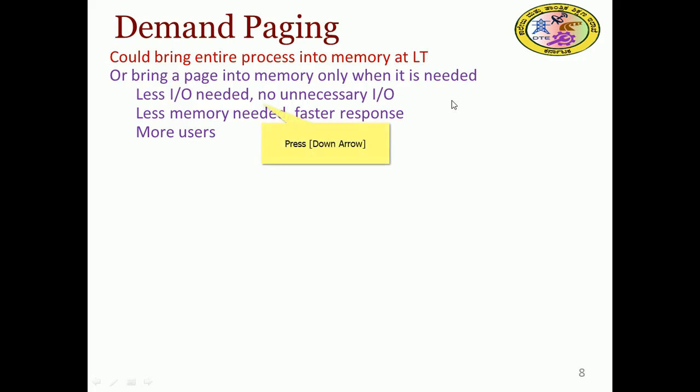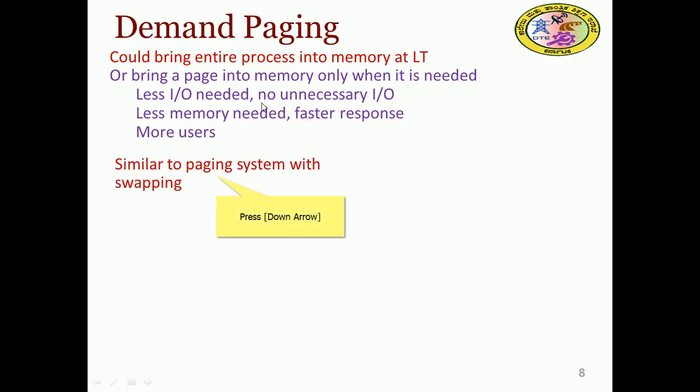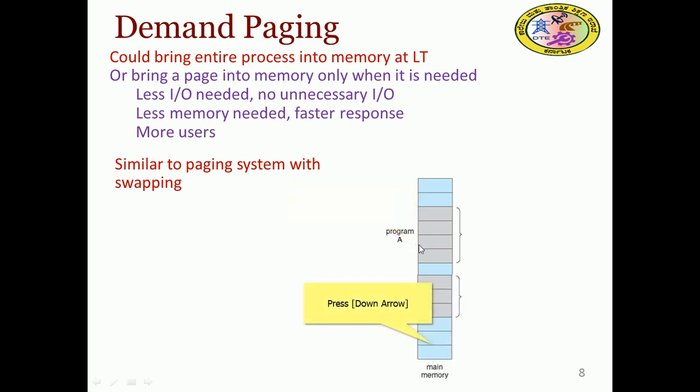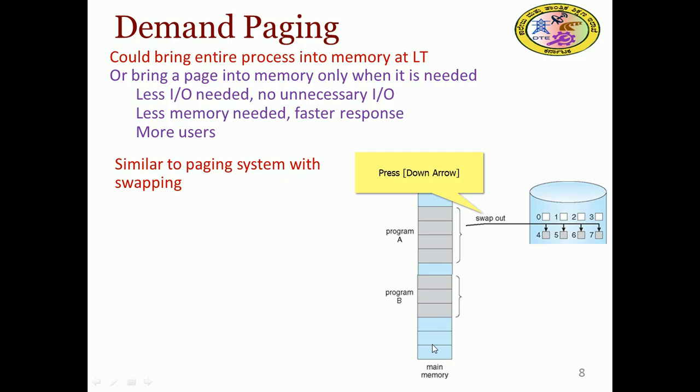So less IO needed, no unnecessary IO, less memory, faster response, due to calling only the essential pages which are needed, and more users are allowed. It is similar to a paging system with swapping. So program A is in memory and program B will be there. This will be swapped out when these pages are not needed now. We can swap it out into the backing store.